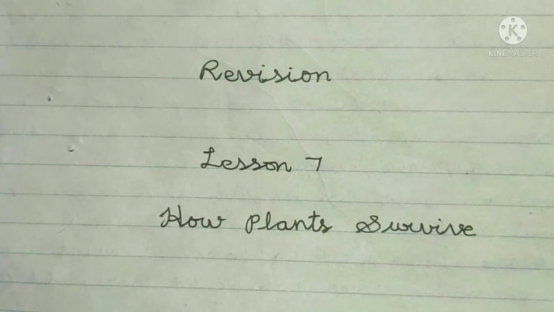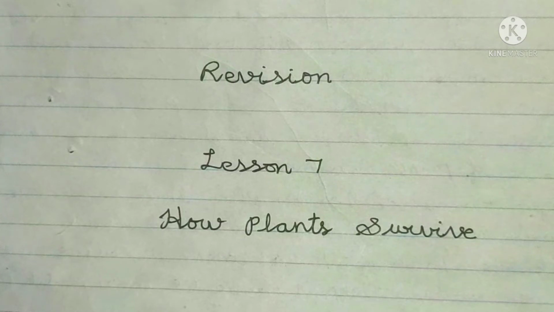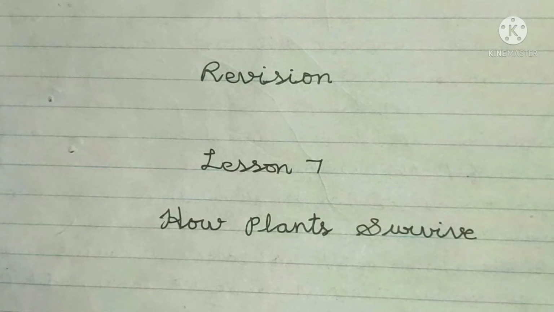Okay. Children, now we can revise this lesson. Lesson 7. How plants survive. In this lesson, we will revise the different types of plants such as terrestrial plants, aquatic plants, insectivorous plants and non-green plants, and also the uses of plants.